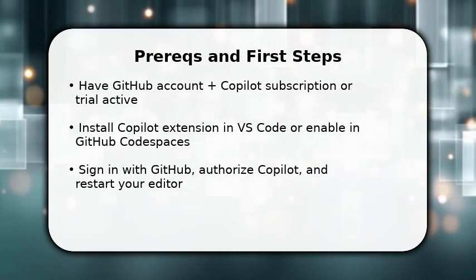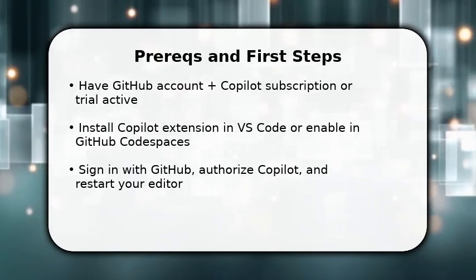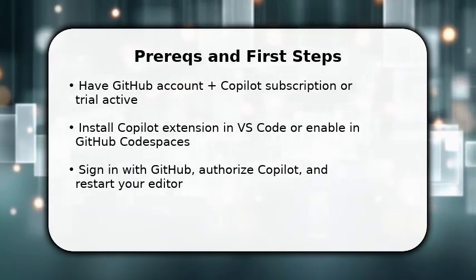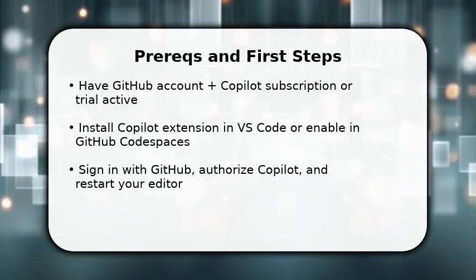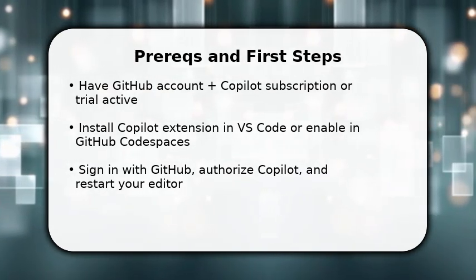Then open a project file where you want suggestions and create a new file if needed. This gets autocomplete ready and connects your workspace to the Copilot service, so suggestions appear as you type.